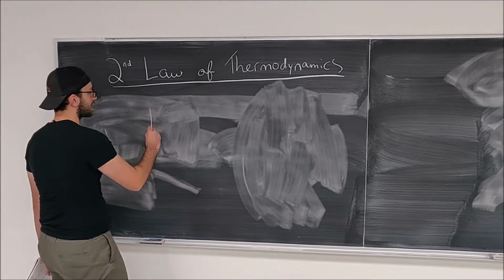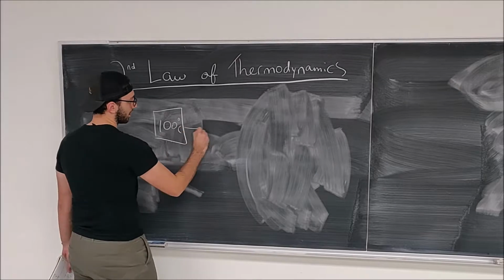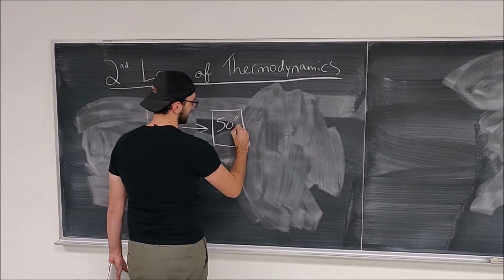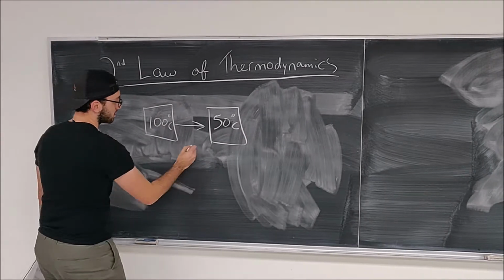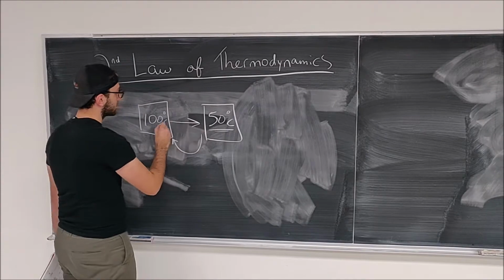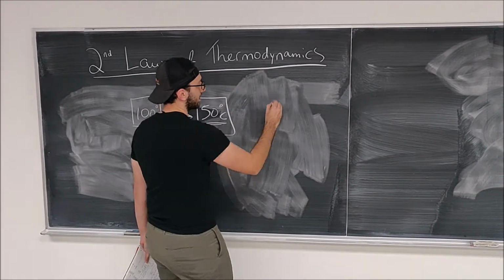So normally we'll have a high temperature, let's say 100 degrees Celsius, and it will flow to a lower temperature of 50 degrees Celsius. But what if the roles were reversed and we want to go from 50 degrees Celsius to 100 degrees Celsius? Well, this is where the Clausius statement comes in.